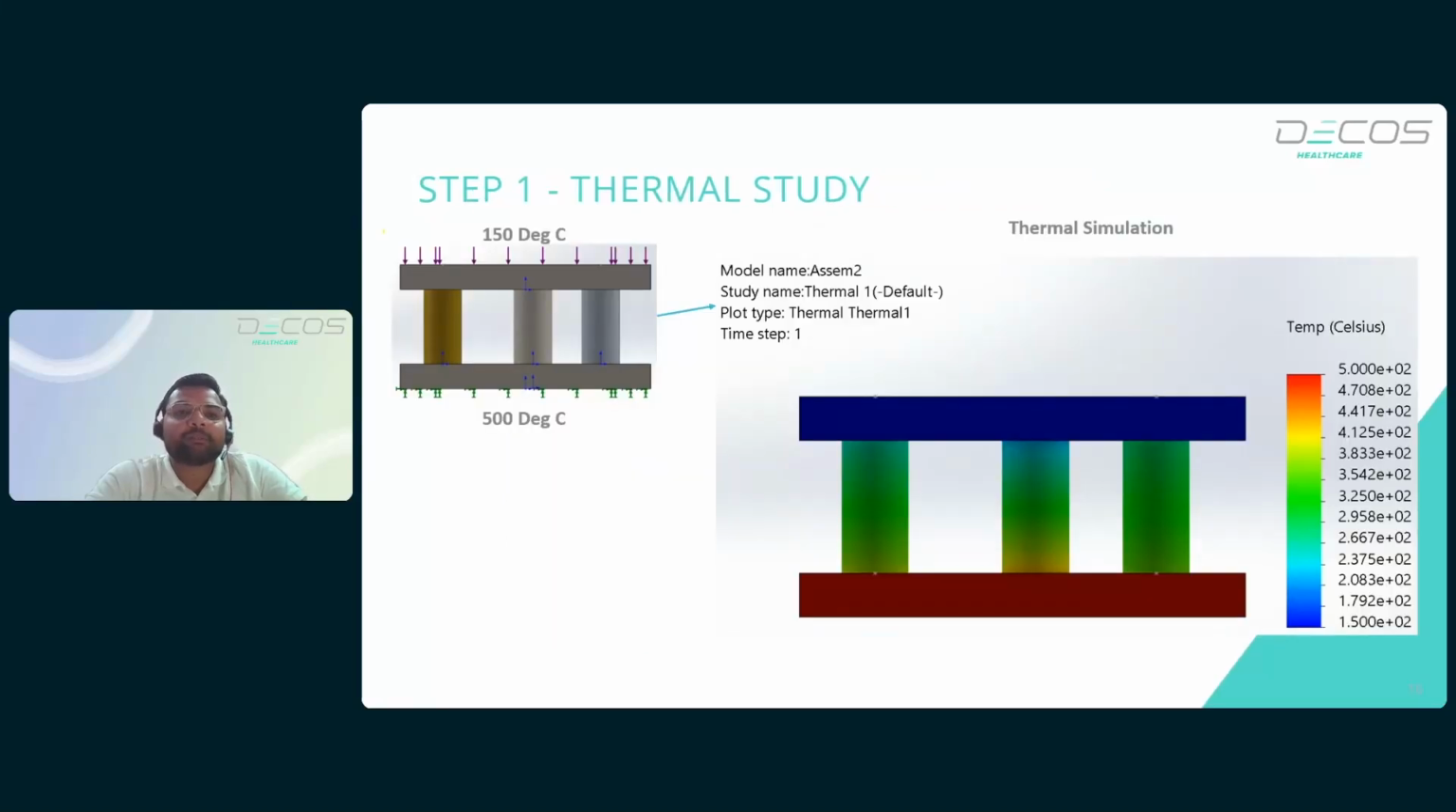Okay, now let's bring in the temperature condition, where the top plate is subjected to 150 degrees Celsius and the bottom plate is subjected to 500 degrees Celsius, constant with time. The temperature distribution over the entire geometry can be analyzed by the thermal analysis, which I am highlighting as of now. Okay, so this is the temperature distribution within the geometry.